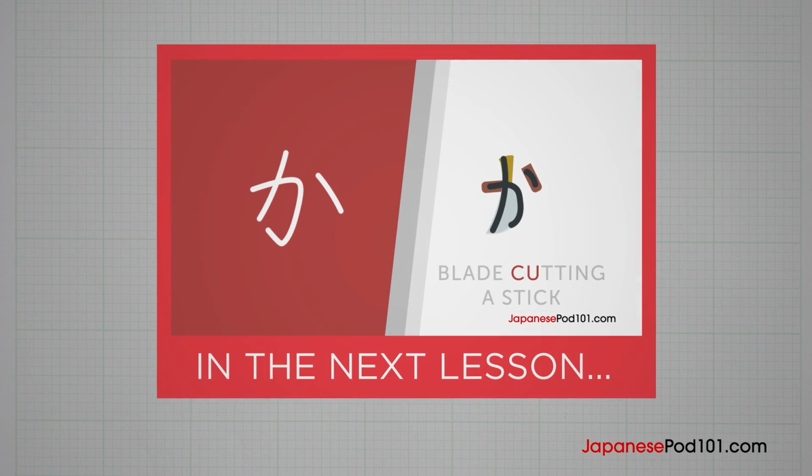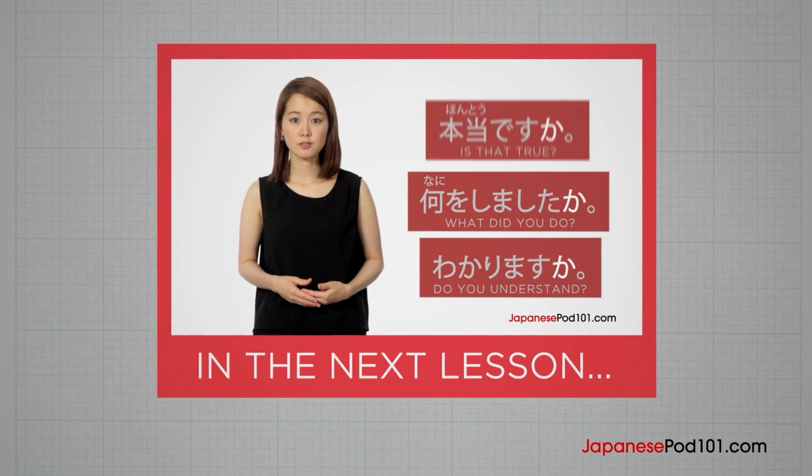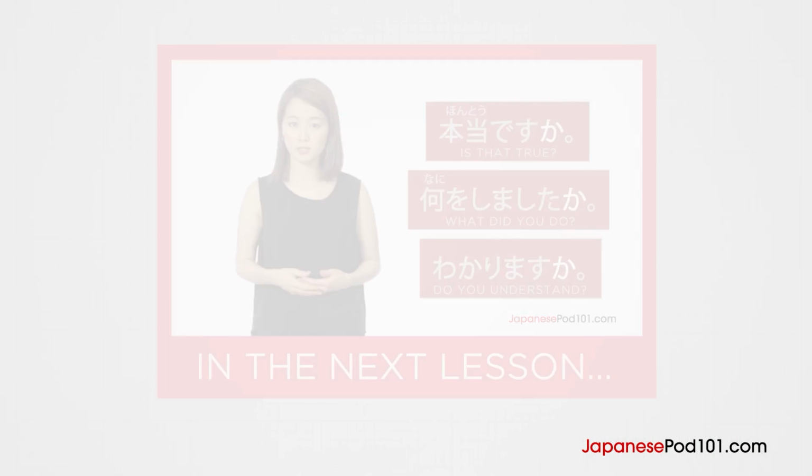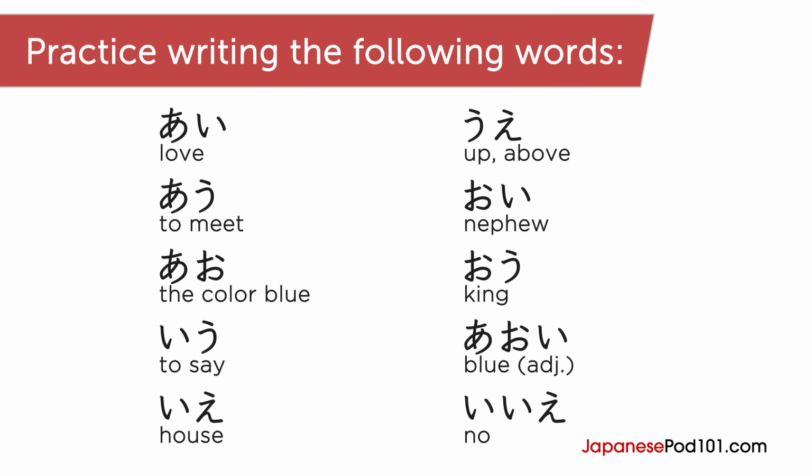よくできました. You've now mastered your first 5 characters. Do you know what big is in Japanese? In the next lesson, you'll learn it when you get to know your first batch of consonant vowel syllables. Before you go, practice writing the following words on your own.